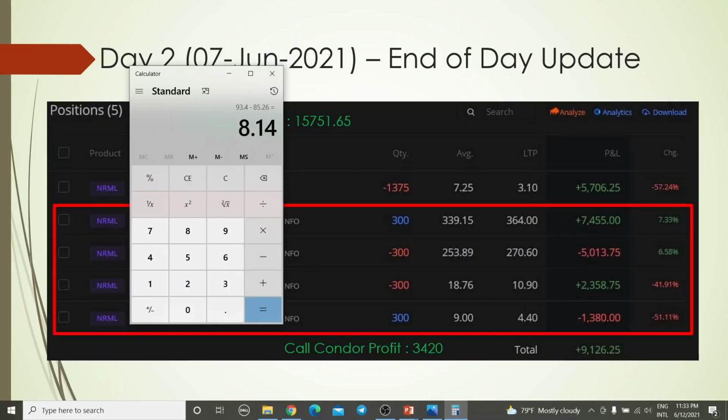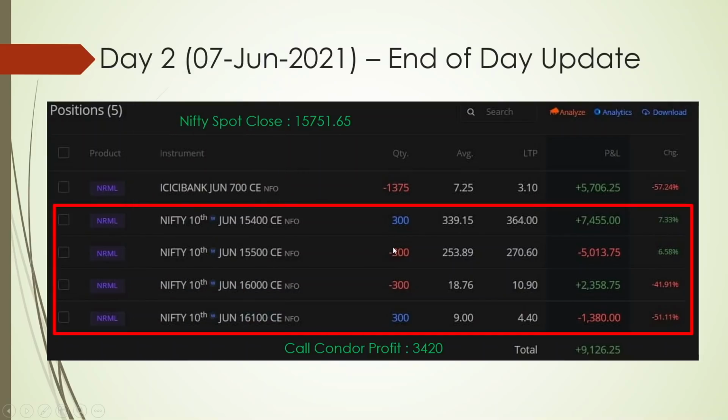This is what the call condor does when the market moves within the range. Even the VIX increase, decrease, does not matter. If the market moves within this range, 15,500 and 16,000, the call condor will continue making profits, and we will continue gaining in this spread, bull call spread, as well as in the bear call spread. Even if the bull call spread reduces, it does not matter if the market goes down, but it is still above 15,500, it will still show the profit. So no need to worry about it.